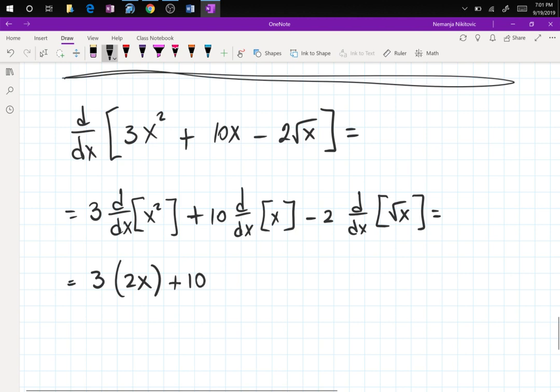Plus 10, and the derivative of x is 1. Why is the derivative of x 1? 1 minus 1 is 0, and then x to the 0 is 1. Very good. And now you have this negative 2, and you memorized that the derivative of square root of x is? Yes, beautiful. And now you just simplify all of these things. So 6x plus 10 minus 2, and the 2 will cancel, 1 over root x. And that would be this problem.